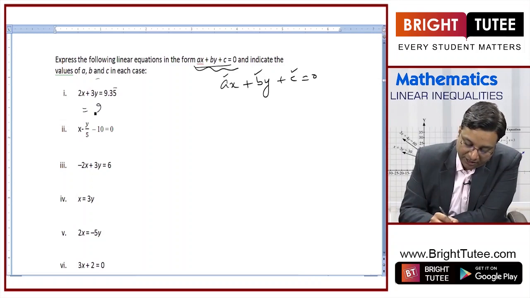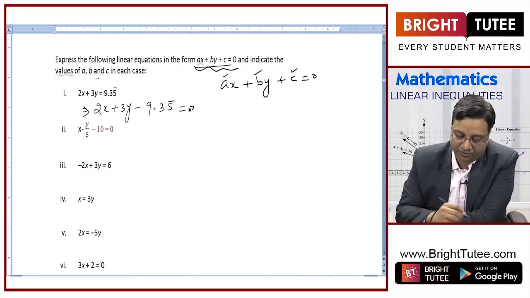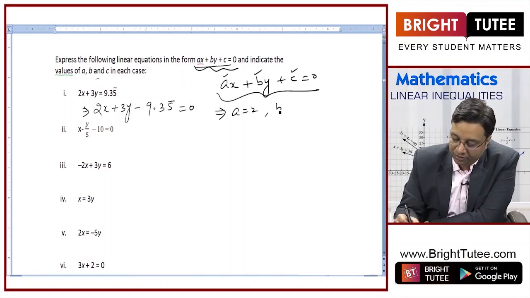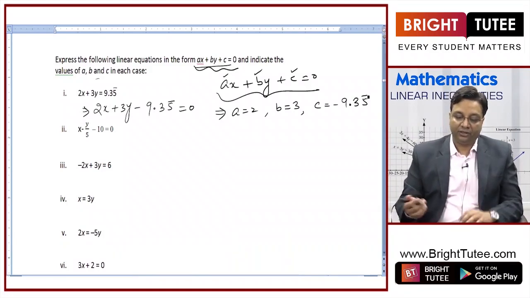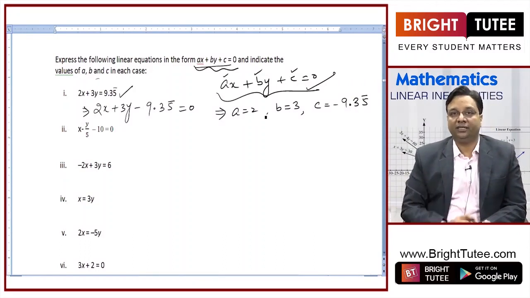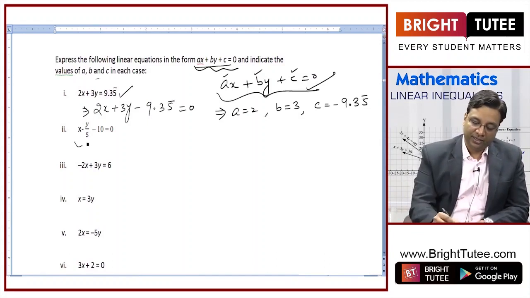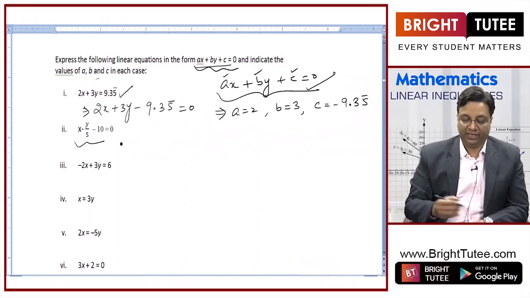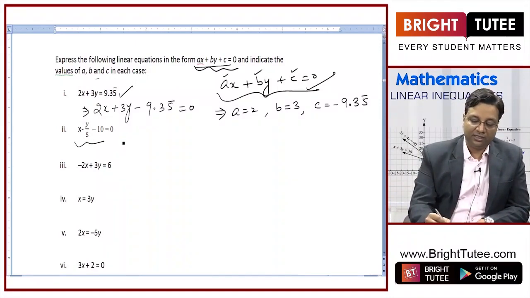So this equation can be written as 2x plus 3y minus 9.35 bar equals 0. So comparing it with this equation, I can say a is equal to 2, b is equal to 3 and c is equal to negative 9.35 bar. So this is how we can write this equation in this form, and find the values of a, b and c by comparing the coefficients and constant term. In this case it is already written in that form: ax plus by plus c equal to 0. So I just need to compare the coefficients.